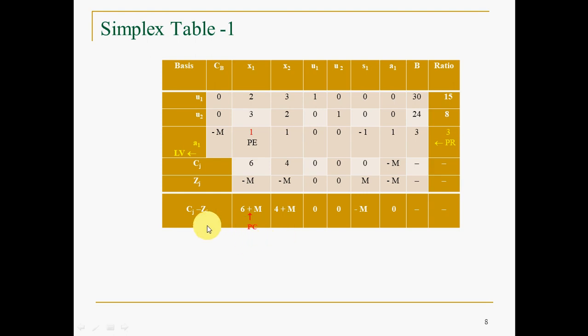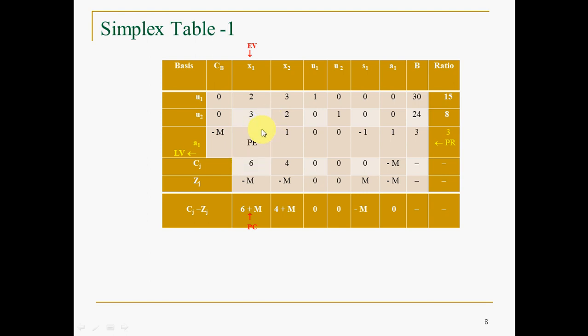How to identify the pivotal column? The Cj minus Zj corresponding to the highest positive value is PC. Once you get PC, you can get the ratio, that is 15 by 2, 8 by 3. What is the equation for the ratio? B divided by pivot column elements. Now this is the least ratio, hence this is 3. So the intersection element of this PC and this PR will become PE. PE stands for pivotal element or key element.